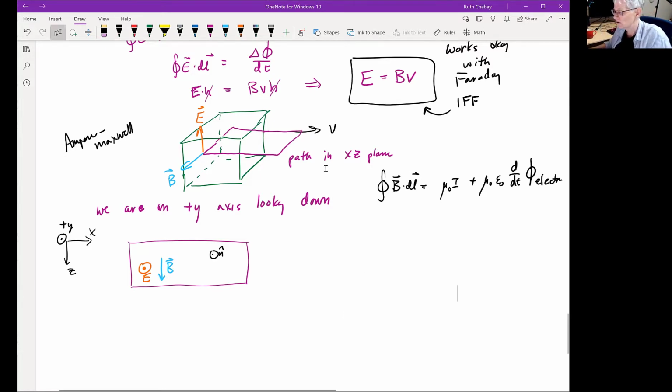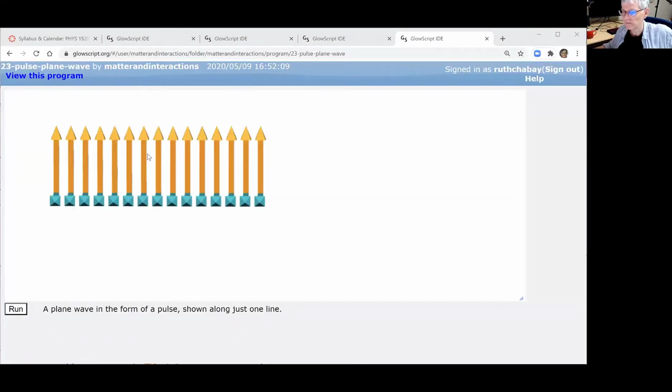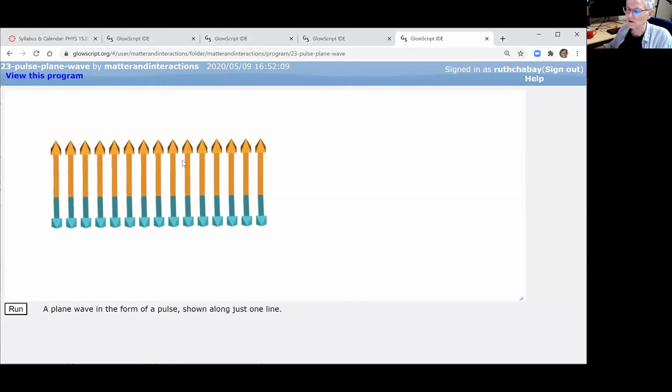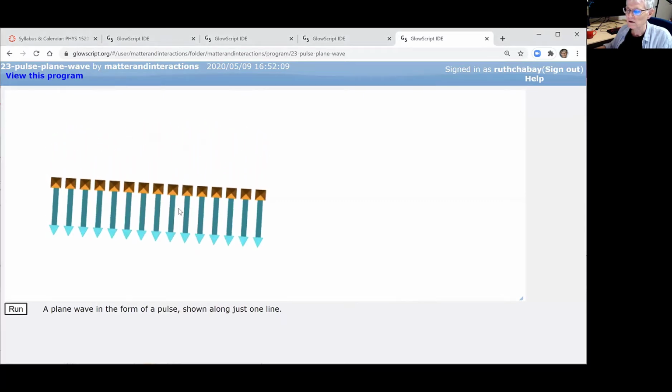Well, okay, maybe it is hard to picture. So let's go back, just for a second, to VPython. Okay, so here we are. Here's our pulse. And we had electric field in the plus y direction and magnetic field in the plus z direction. All we're doing here is rotating the camera so that now we're looking down the y-axis and we see the electric field coming out at us and we see the magnetic field going down.